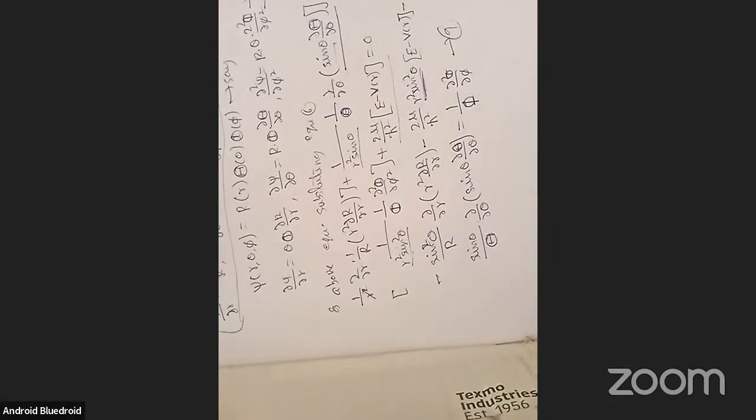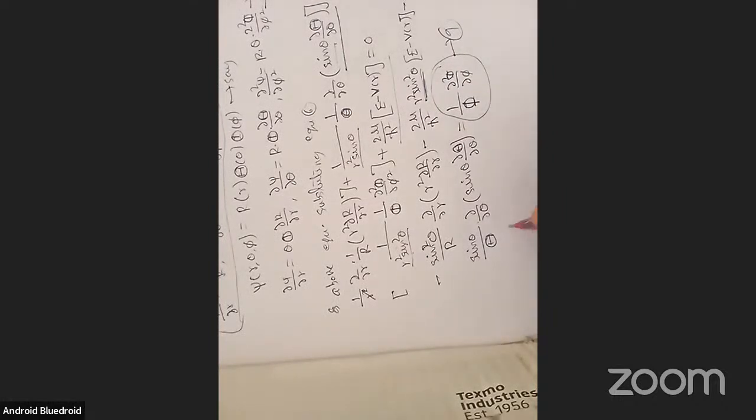The left side of the equation is a function of r and theta, and the right side is a function of only phi. This is possible only if each side is equal to a constant, minus m_l square. So this value is 1 by capital Phi, d square capital Phi by d phi square, and this is equal to minus m_l square.